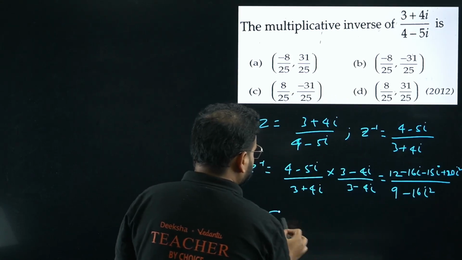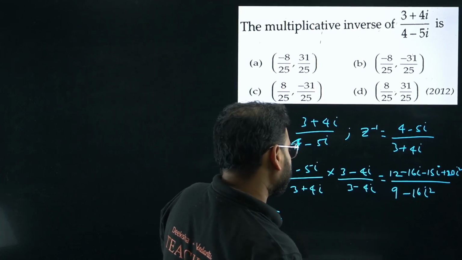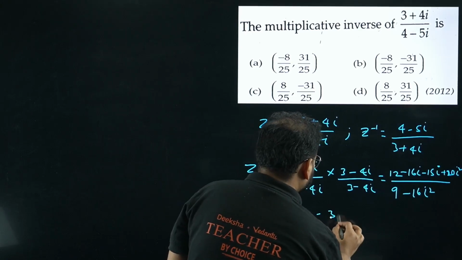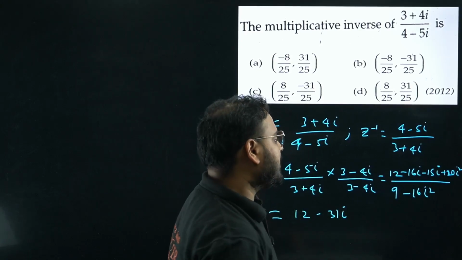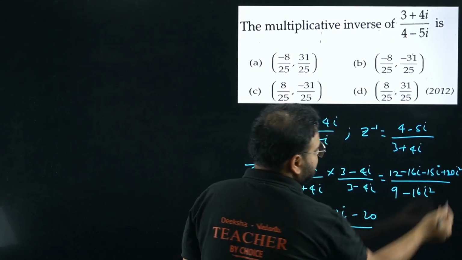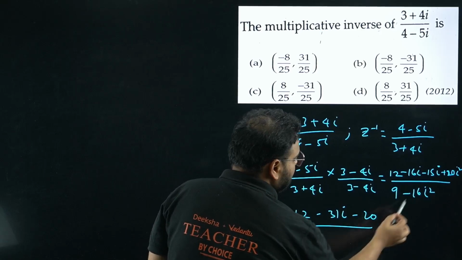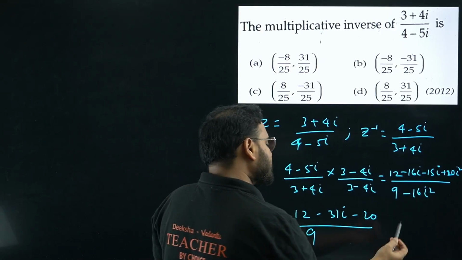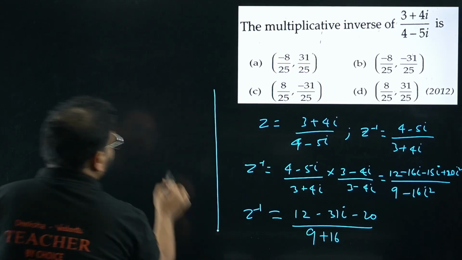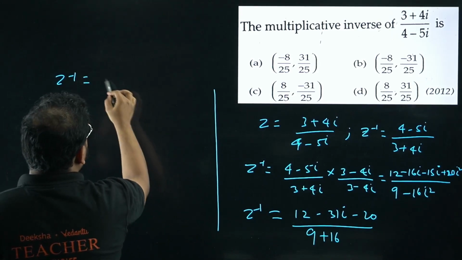I can simplify this again. Z inverse equals 12, minus 31i, and plus 20i square becomes minus 20, because i square is negative. So it is minus 20 divided by 9, and minus of i square makes minus 1, so it becomes plus 16. So I'm getting Z inverse as 12 minus 20, which is minus 8.